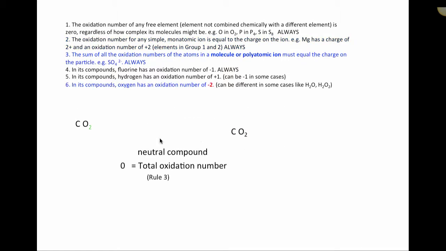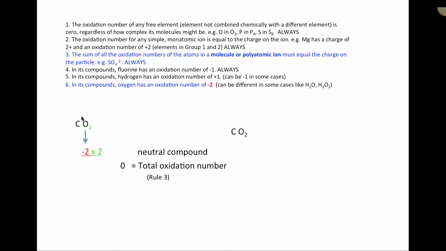If we look at carbon dioxide and go through the rules, first we know that the sum of all the oxidation numbers of a molecule or a polyatomic is going to be equal to whatever that charge is. And for a neutral compound, 0 is the total overall charge. And we have to remember that. Then we look down the list.